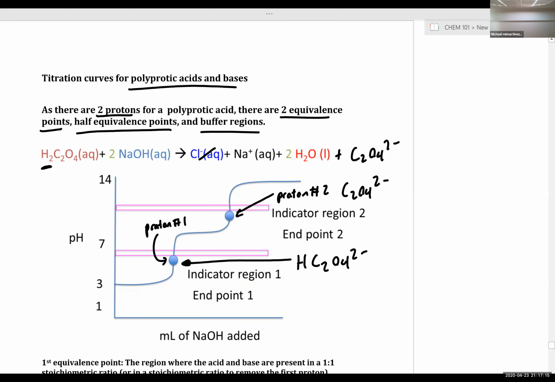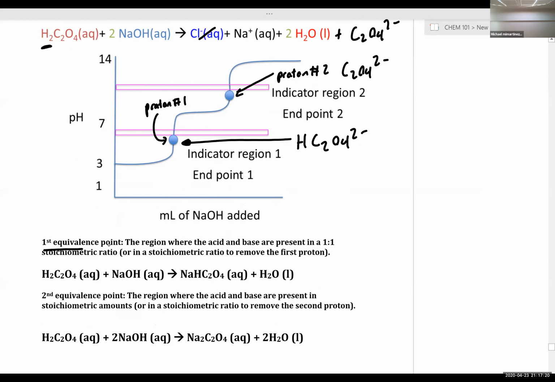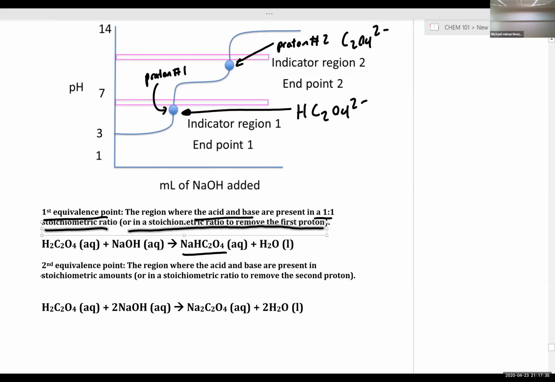Let's talk about now the different regions. So the first equivalence point is the region where the acid and base are present in a 1-to-1 stoichiometric ratio, or in a stoichiometric ratio needed to remove the first proton. So here we're making sodium hydrogen oxalate. In our second equivalence point, it's the region where the acid and base are present in a stoichiometric ratio to remove the second proton. So in this case, we have a 1-to-2 ratio.